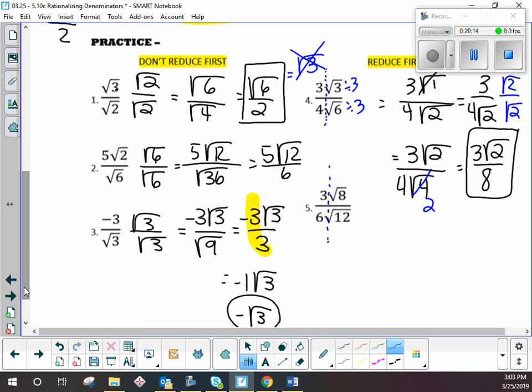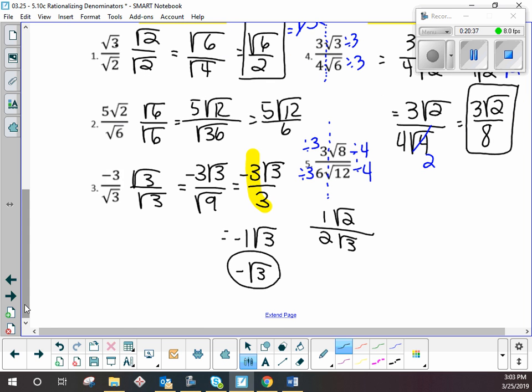What can I divide 3 and 6 by? Okay. And what can I divide 8 and 12 by? 4. So my new problem will look like this. The numbers on the outside first give me 1 over 2. The numbers on the inside give me rad 2 over rad 3. And what don't I like about that? The radical on the bottom. So again, rinse, wash, rinse, repeat. We multiply the top and bottom by the radical in the denominator.